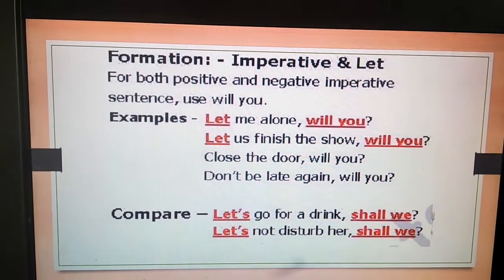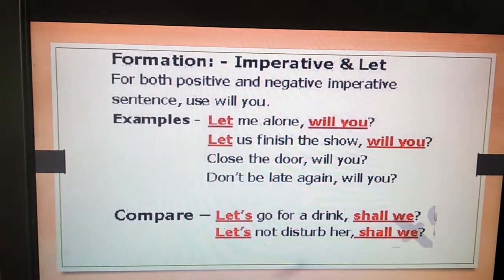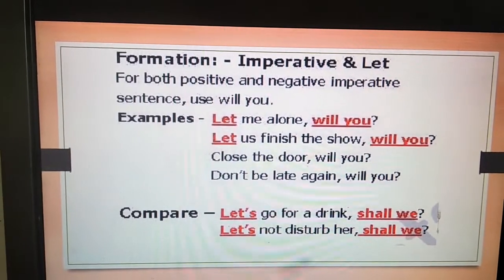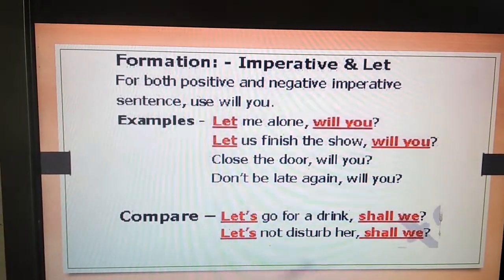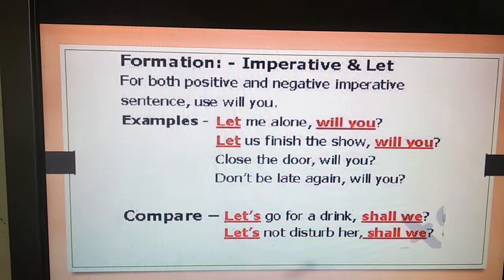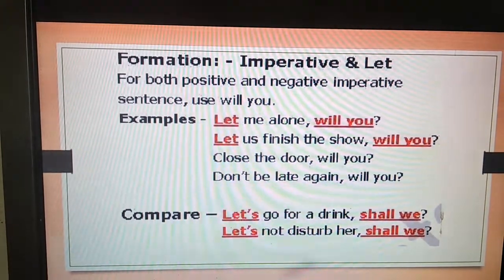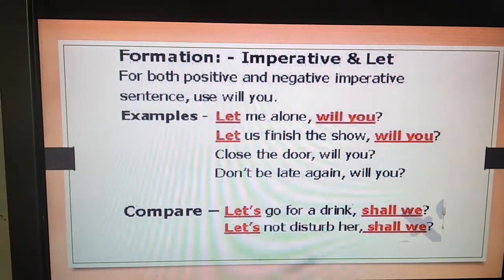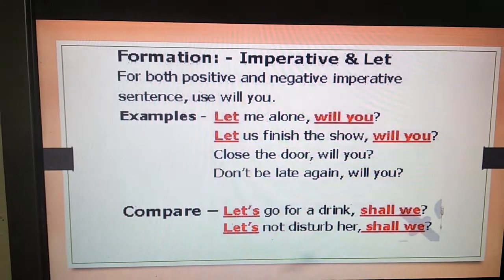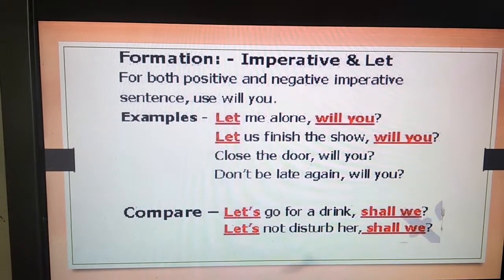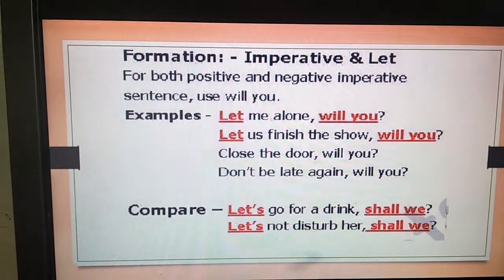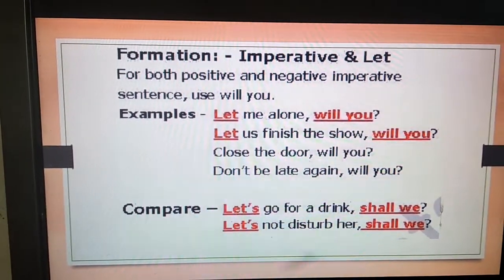While telling you the negative tags, I have told you that there are some exceptions, that are the statements of imperative and let. Imperative sentences. This already we have learned in the sentences video. For both positive and negative imperative sentences, we use will you. Let me alone. Will you? Let us finish the show. Will you? Because when we use an imperative sentence, we know that the subject is you there. Close the door. Will you?